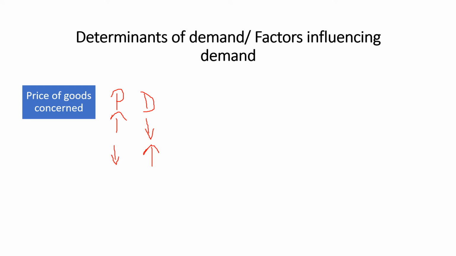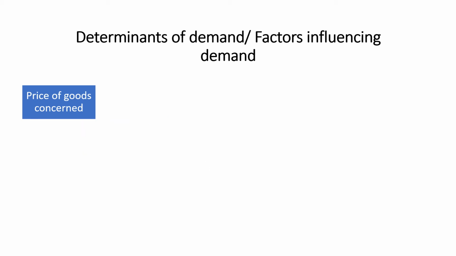Suppose onions are at rupees 10 per kg. If the onion is at rupees 100 for 1 kg, what will happen? Who will buy 1 kg of onion at 100 rupees, right? So the demand will decrease. And at the same time, when the price of an onion is at 10 rupees, what will happen? The demand will be more. We will buy 1 or 2 kgs of onion, right?